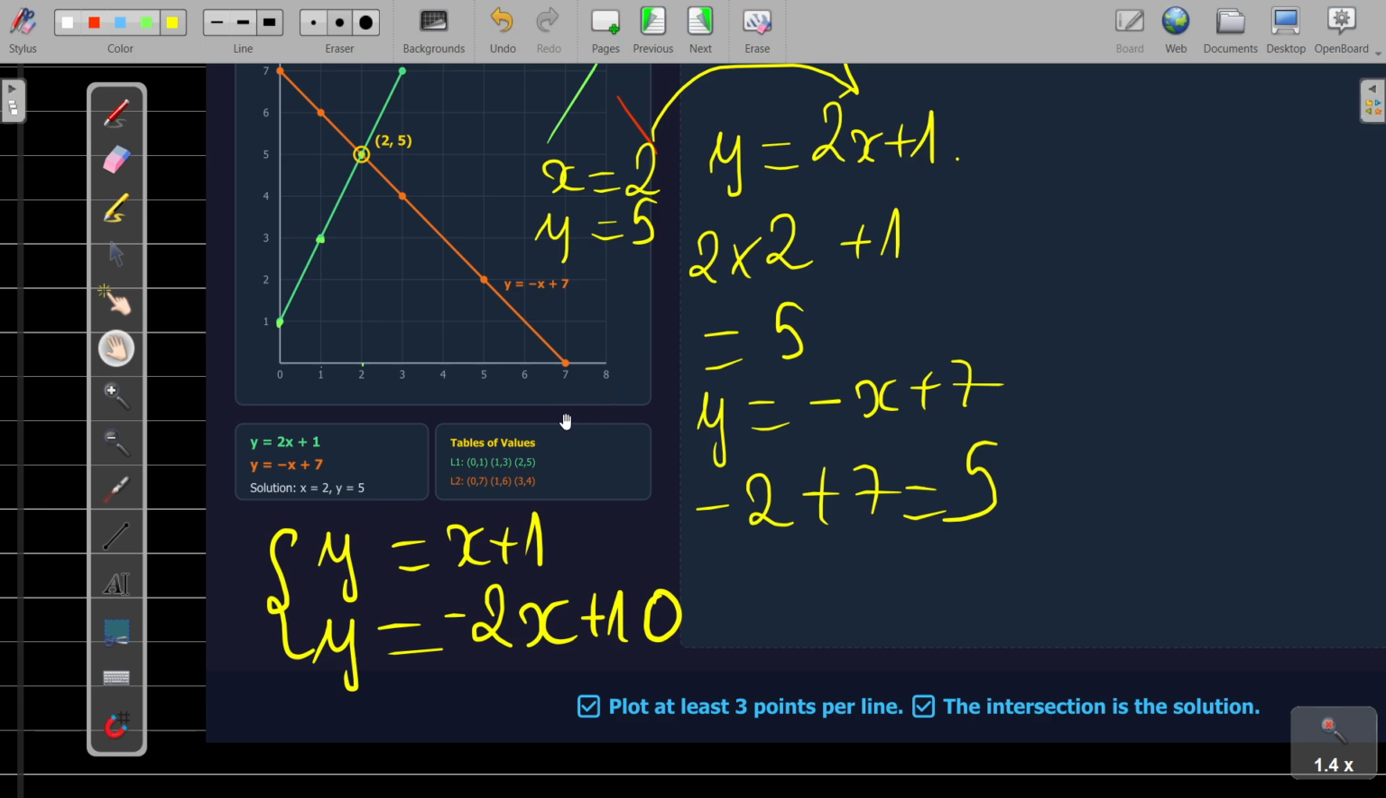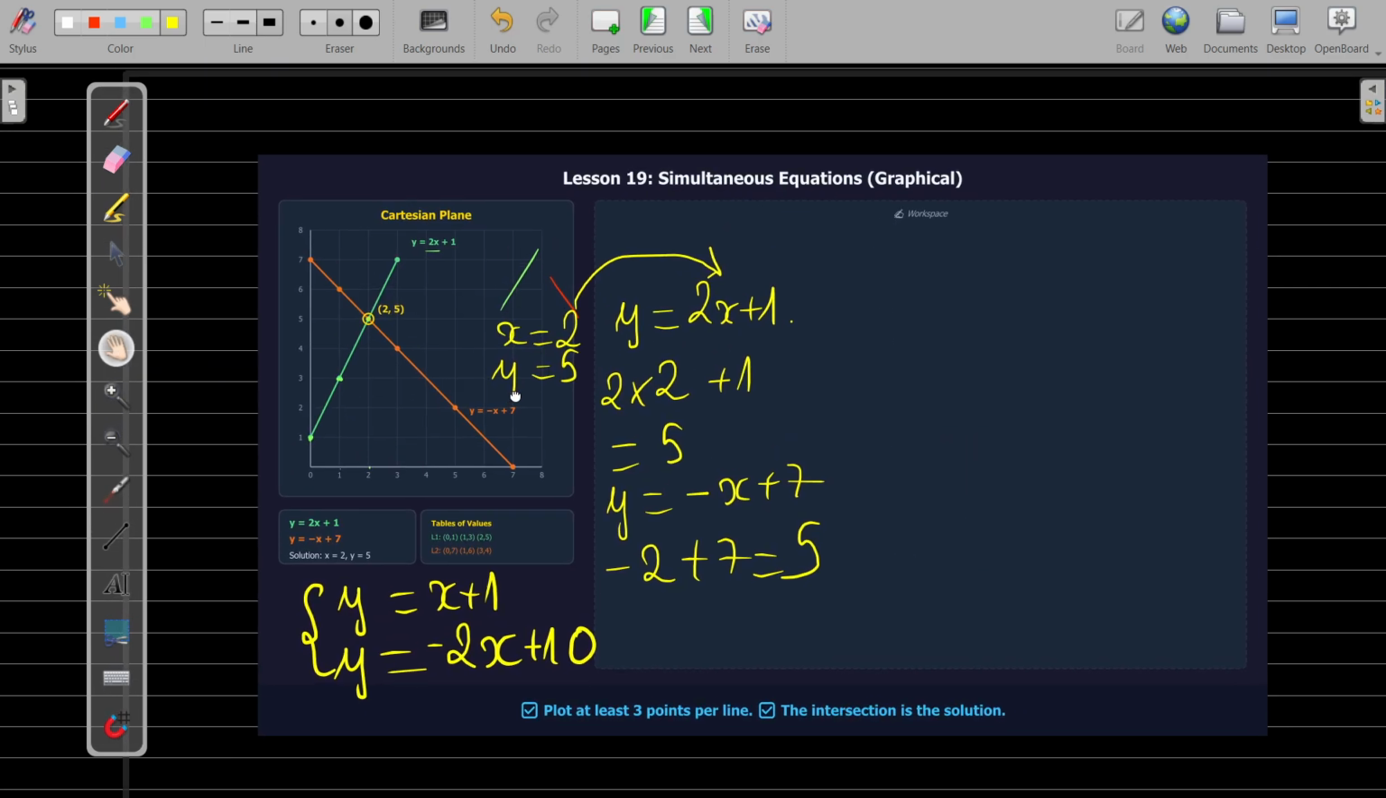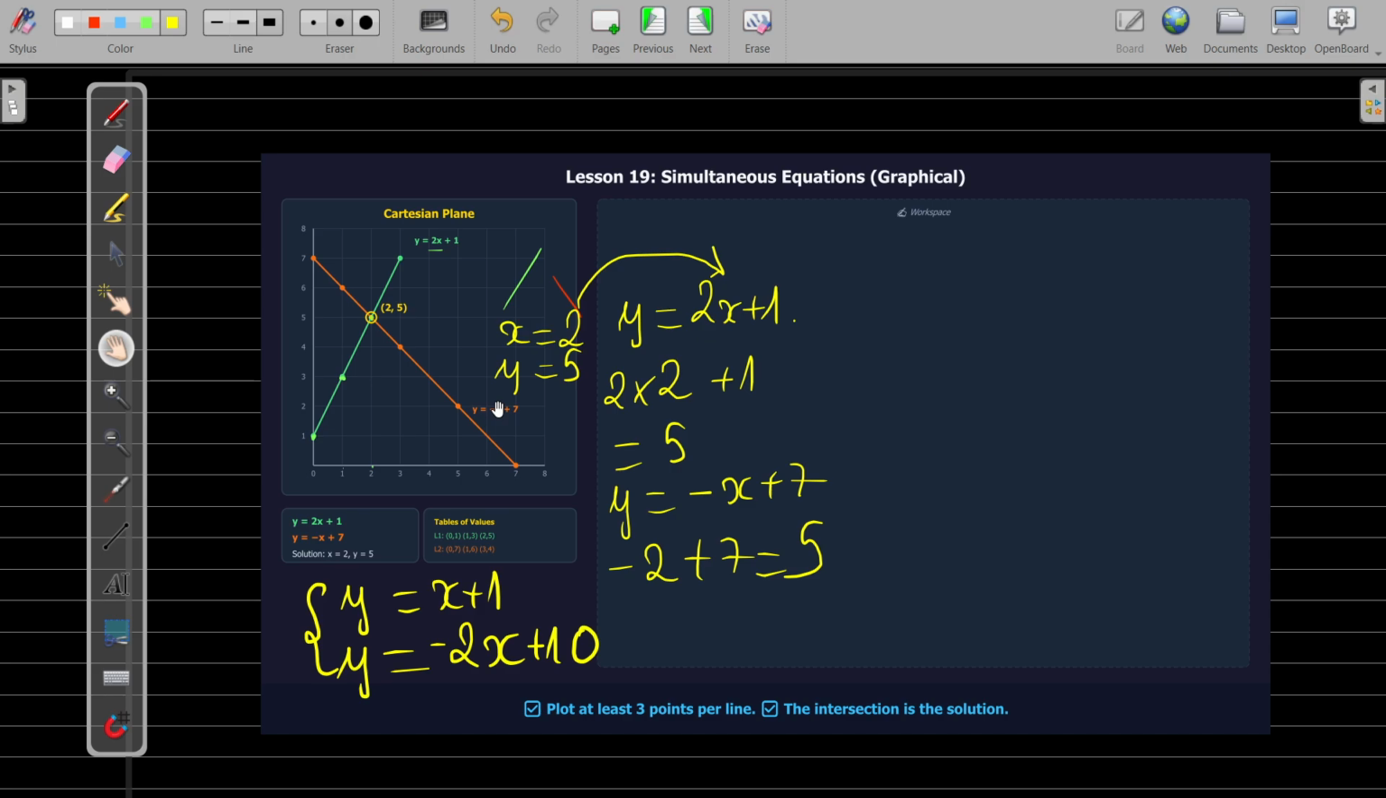Okay, and to end it off, today's habits: always remember for using the graphical method, always plot at least 3 points per line to catch your mistakes. And remember, the intersection is the solution to simultaneous equations.